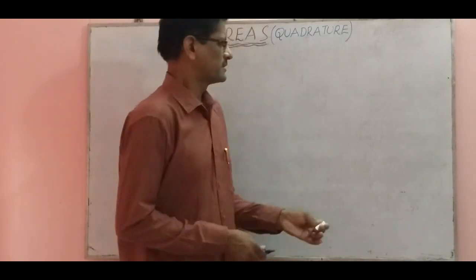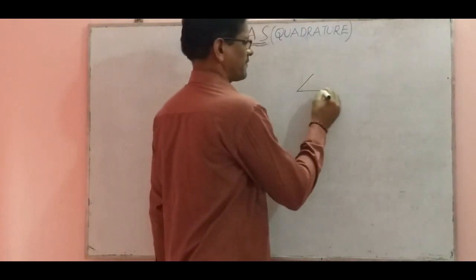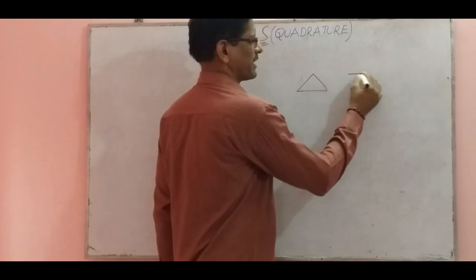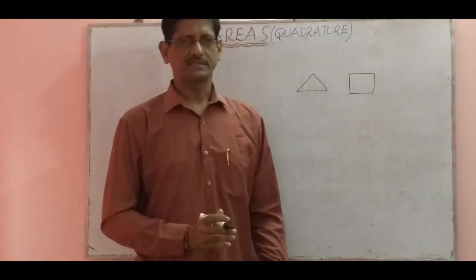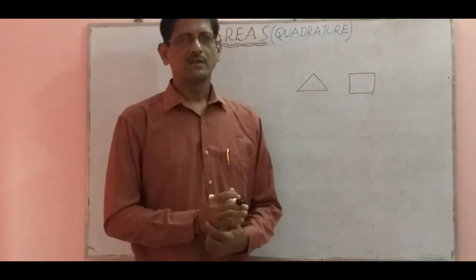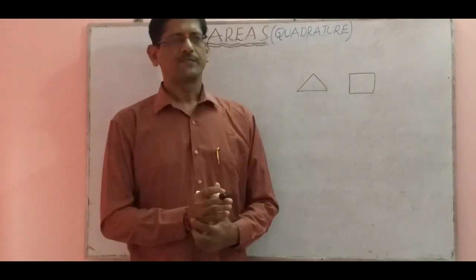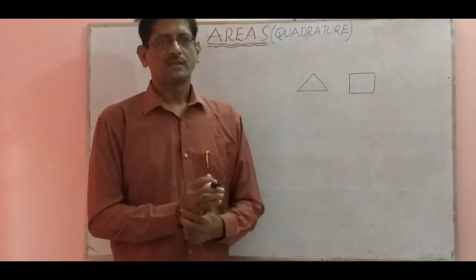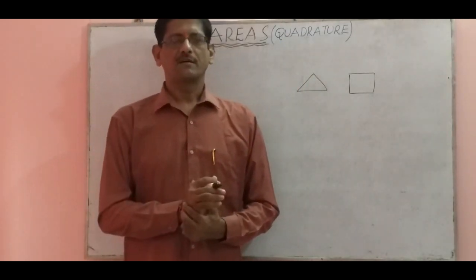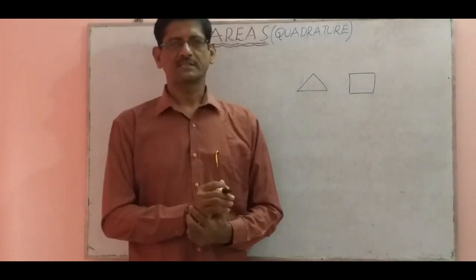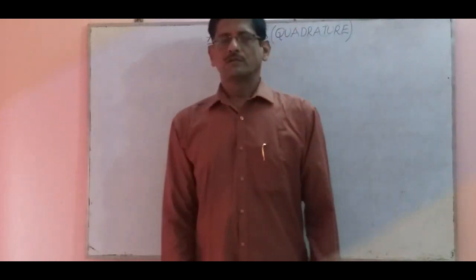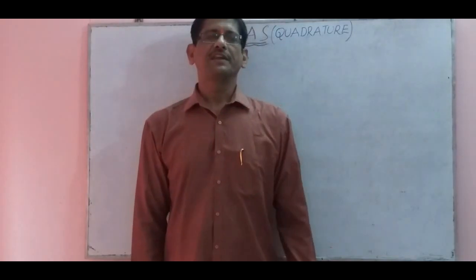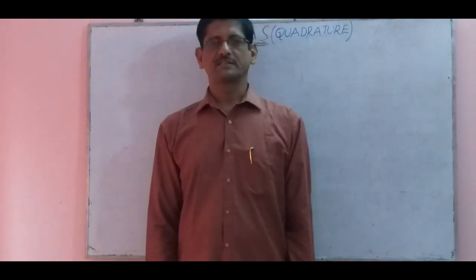That means this triangle, square, occupy some place. That region is called area. Quadrature means to find the area by using definite integrals. This process is called quadrature. So how do we find the area using definite integrals?